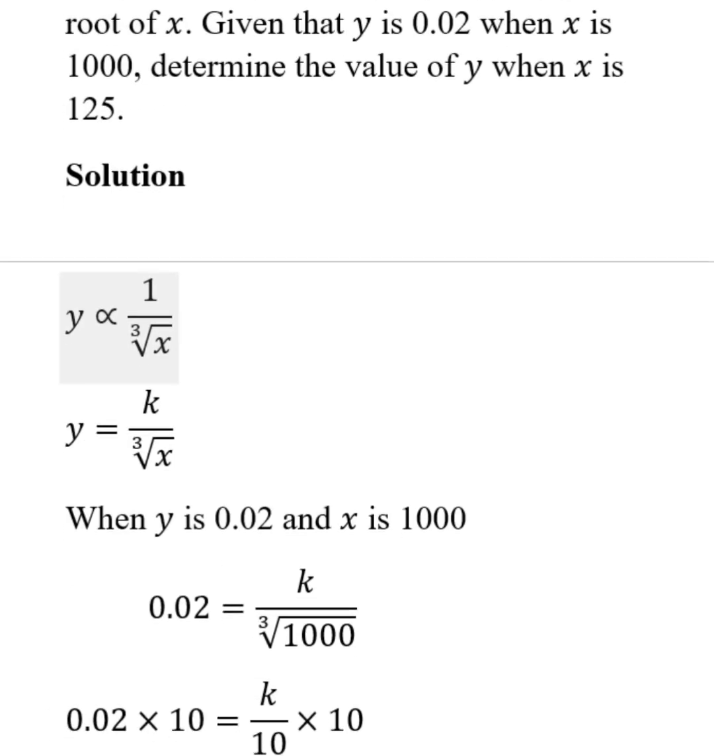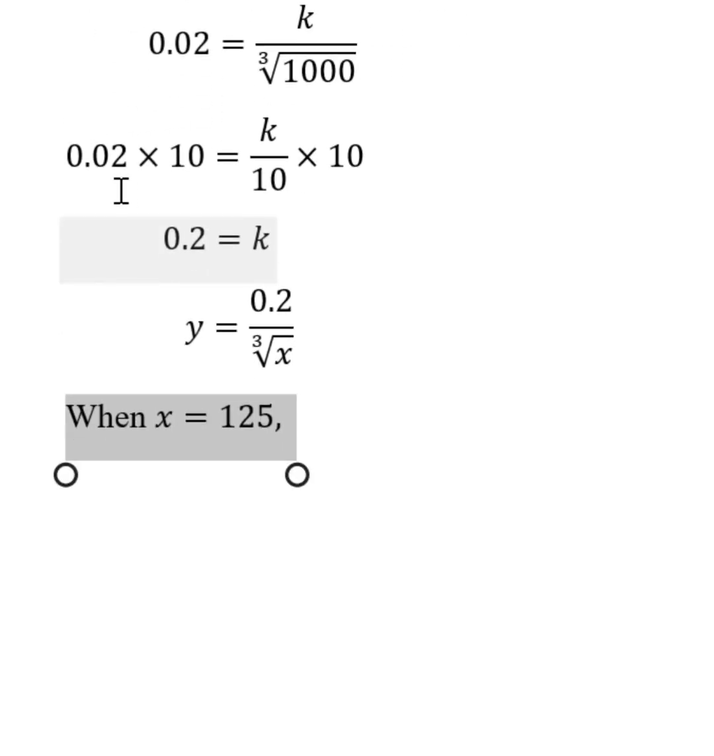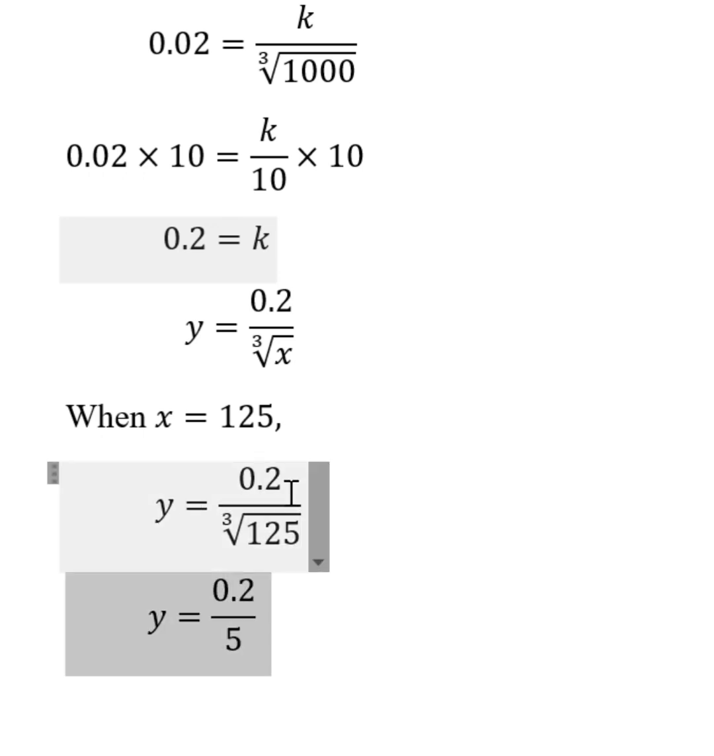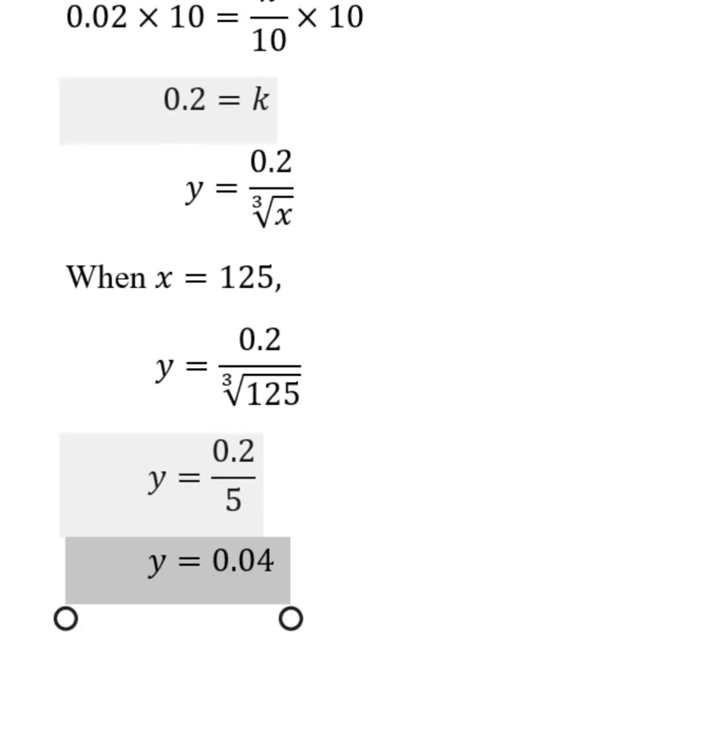Now we use it to determine the value of y when x is 125. So we shall say when x is 125, y will be equal to 0.2 over cube root of x, which is 125. So that is to say cube root of 125. We know the cube root of 125 is 5, so we can write this as y being equal to 0.2 over 5. If you simplify this, you will get y being equal to 0.04. That is the answer. So that's how we work out these questions.